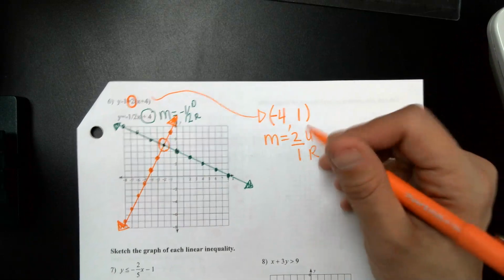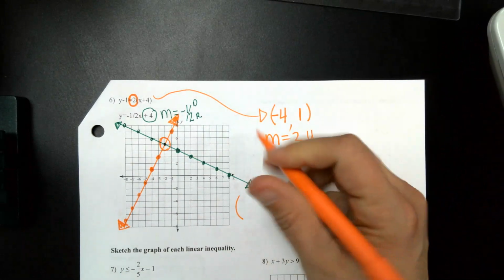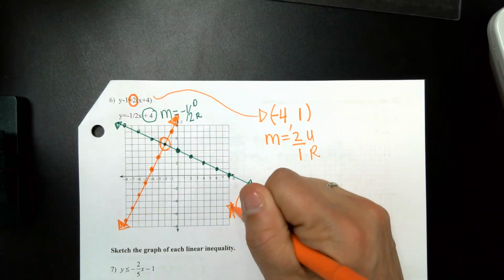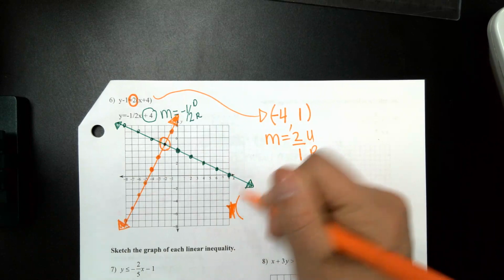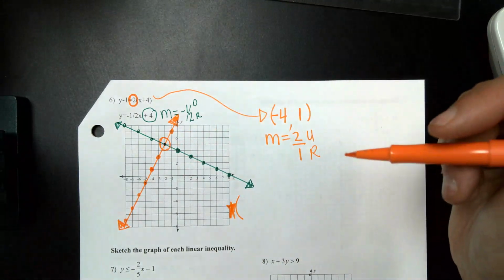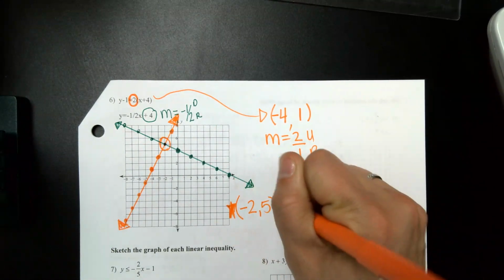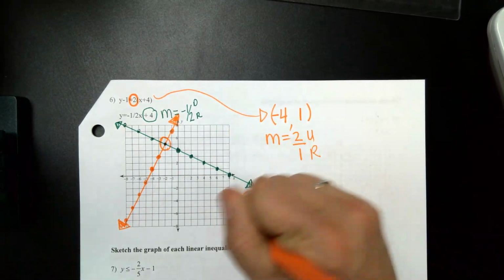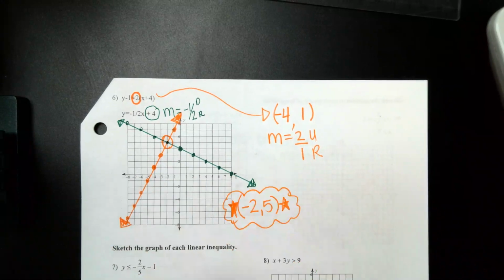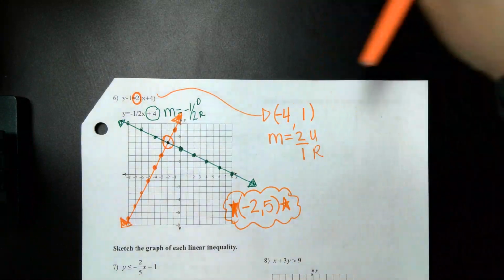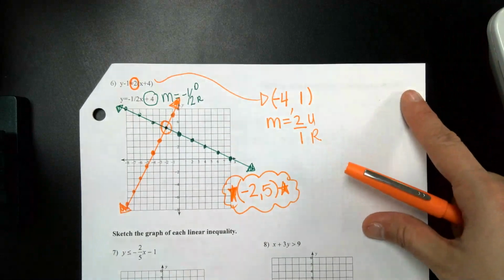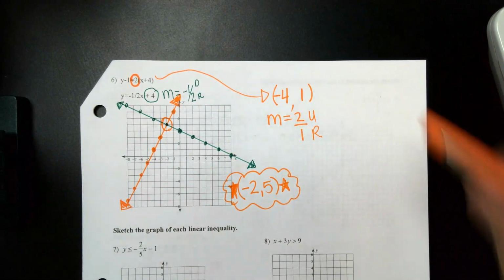Can somebody tell me what that ordered pair is, please? Where'd they cross? Right there? What is that? -2, 5. Yep. So that's what I'm going to be looking for. I'm going to be looking for you guys to write the ordered pair of where they cross. -2, 5.